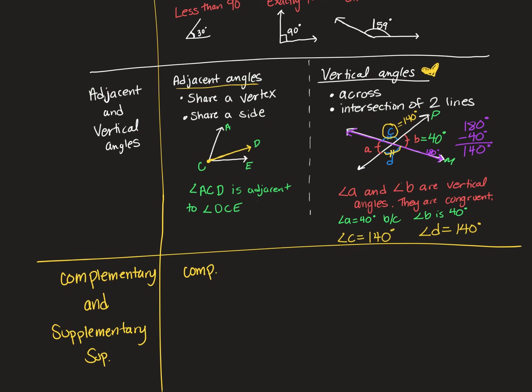Complementary, supplementary. Complementary angles are two angles that add up to 90 degrees. Complementary angles add up to 90 degrees. That's the key word.